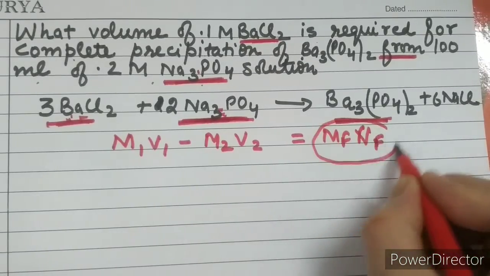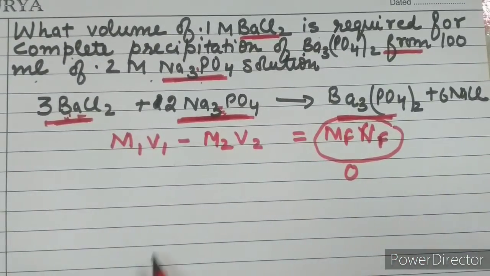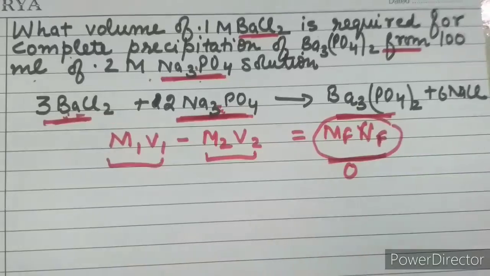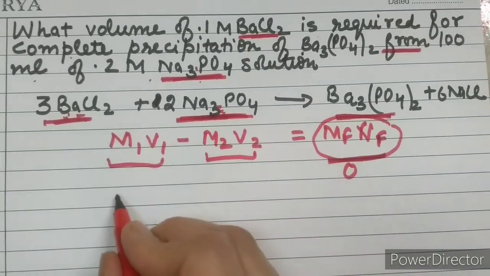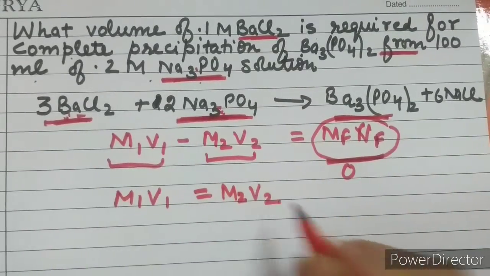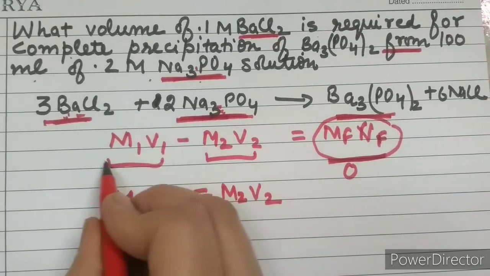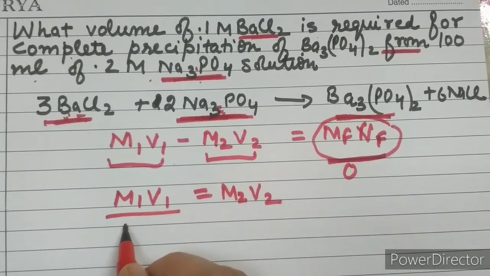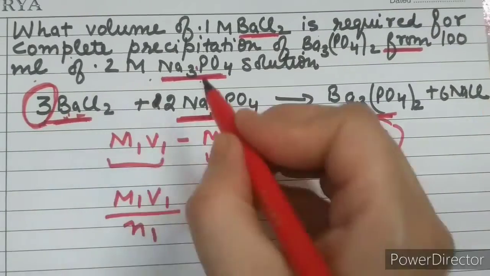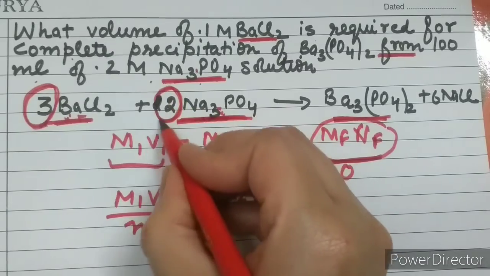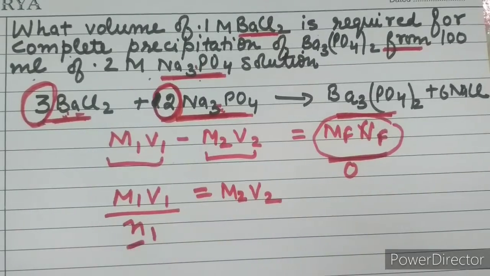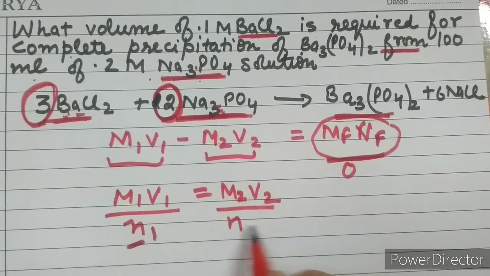Now the number of moles of this resulting solution should be 0 because the acid completely reacts with the base. The resultant number of moles is 0. So I can also say M1V1 is equal to M2V2, but with a little change: M1V1 will be divided by its stoichiometric coefficient N1. So what is the stoichiometric coefficient? In a balanced chemical equation, it is the number of moles mentioned before that particular compound. It represents the stoichiometric coefficient of that compound.